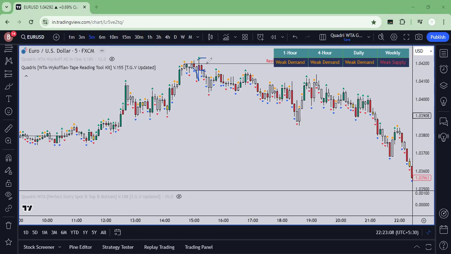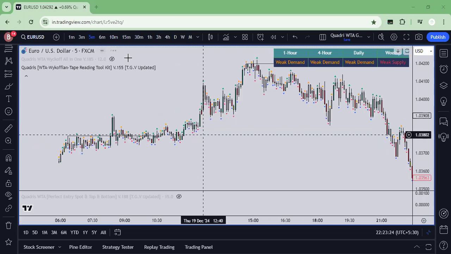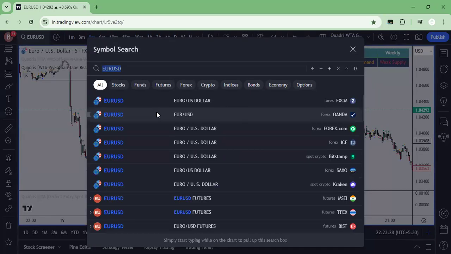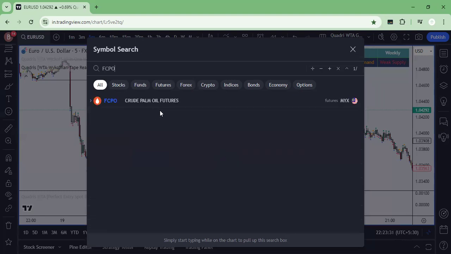So this is a selling setup, because for selling I always look for the first pullback and a red candle with a blue triangle, and for buying, I always look for a green triangle with a green candle. And let's see what happens in FCPO.